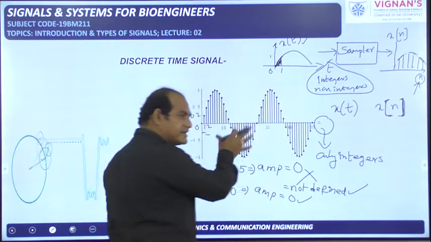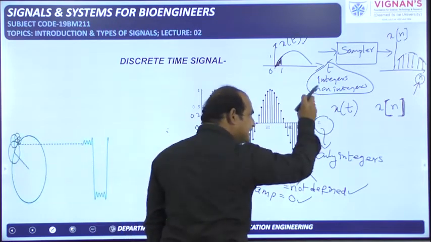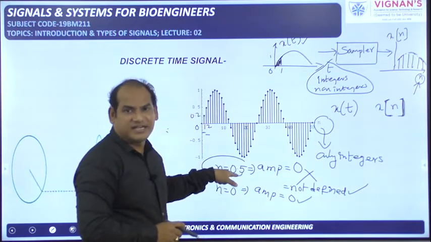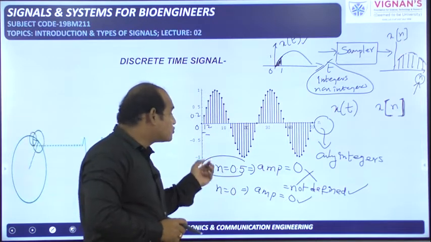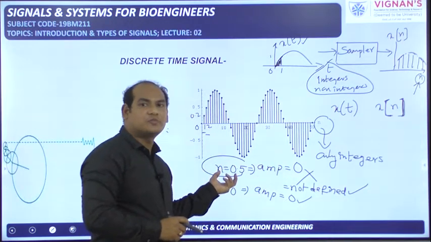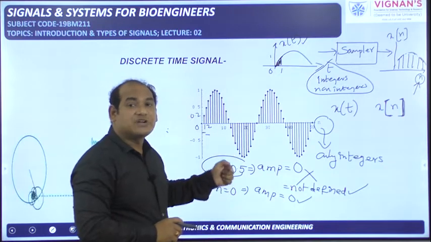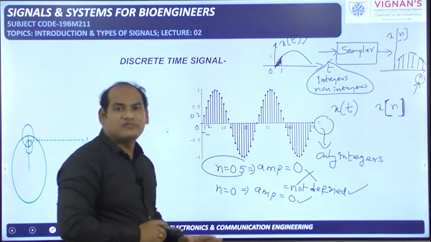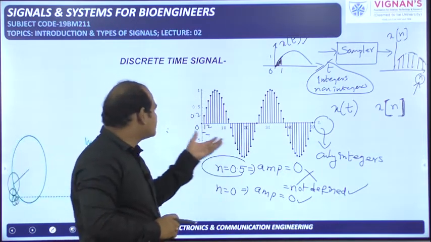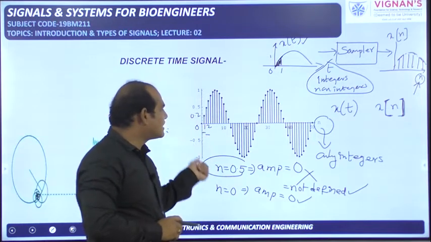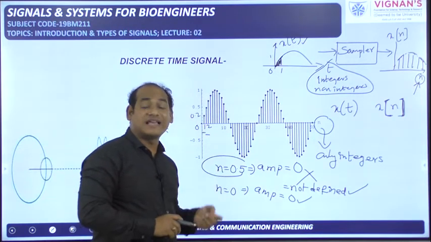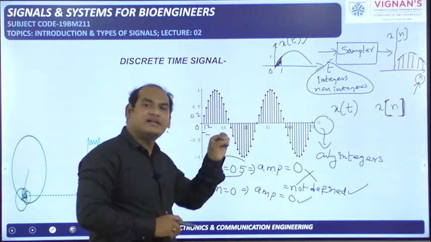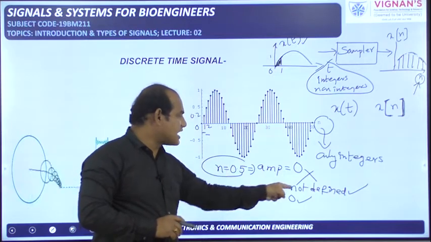Because it is a discrete time signal, you should take n values as integers only. I should not ask like this, because 0.5 is a non-integer. I should not ask the amplitude of the signal at n equal to 0.5. The question itself is wrong. I should ask the amplitude of this particular signal only for integer values of n, like at n equal to -1 what is the amplitude, at n equal to 0 what is the amplitude, at n equal to 30 what is the amplitude. And the amplitude can be 0, that is also a defined value, but for non-integer values of n you should tell the amplitude is not defined.